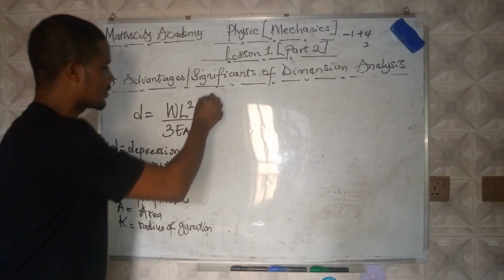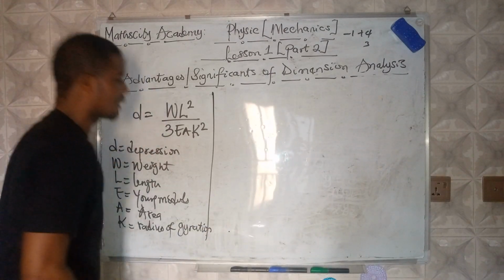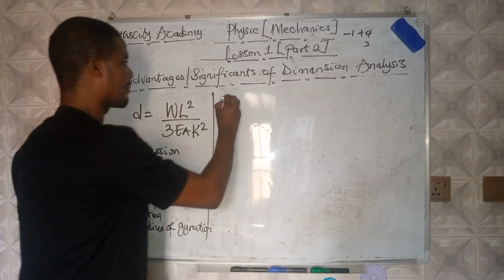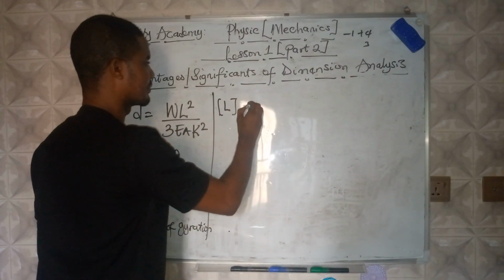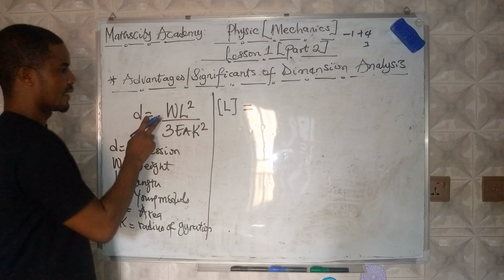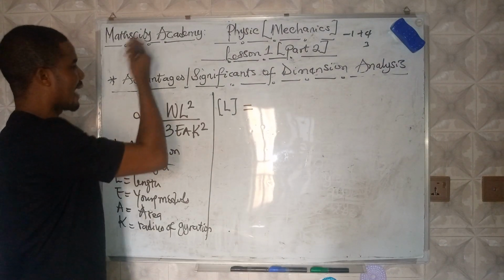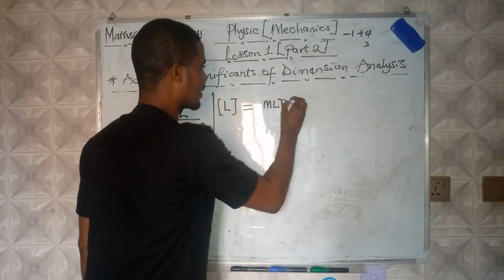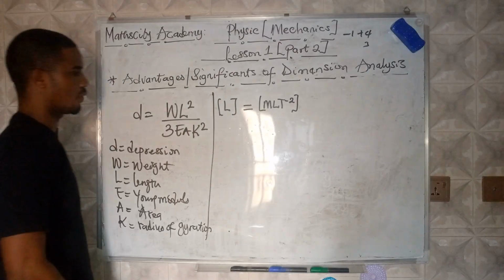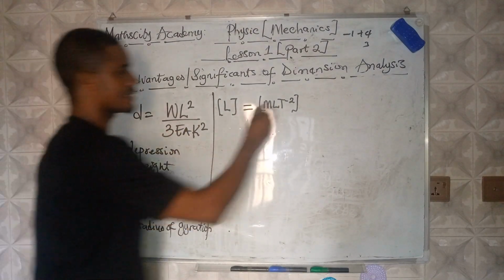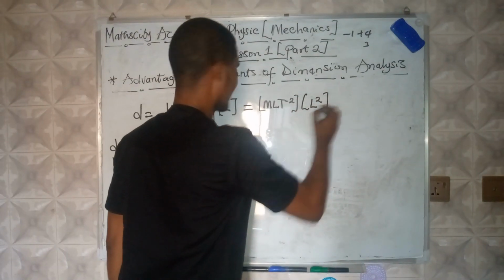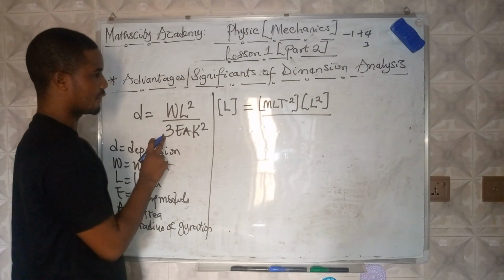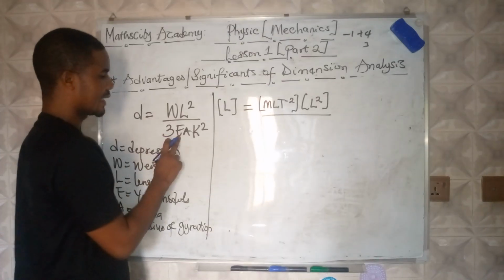All we need to do is to subject it to dimension analysis. First of all, I start with my D. D is depression. Its dimension is length. W is weight. Weight and force are the same, so the dimension is MLT^-2. That's the dimension for weight. L is length. Its dimension will be L squared. Remember, it is carrying square here all over. There is no dimension for a constant. We have already known this.